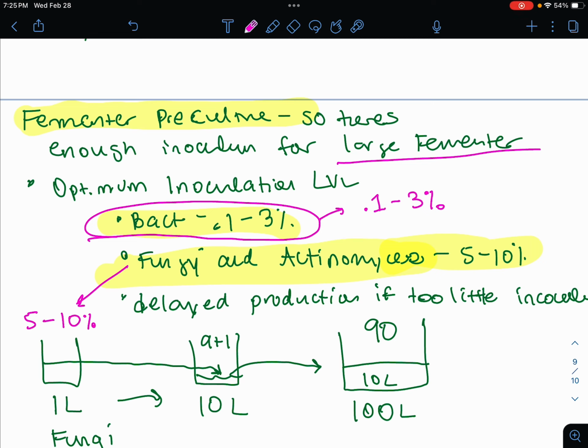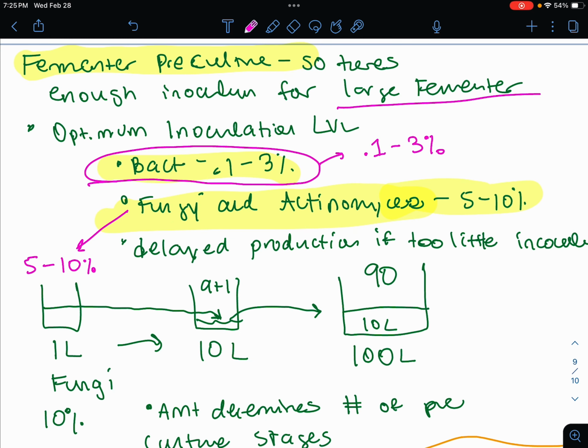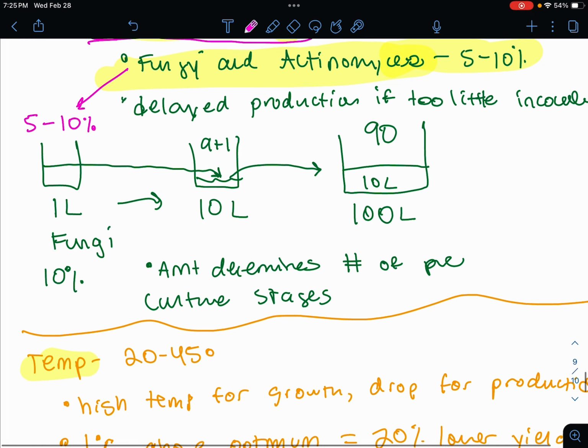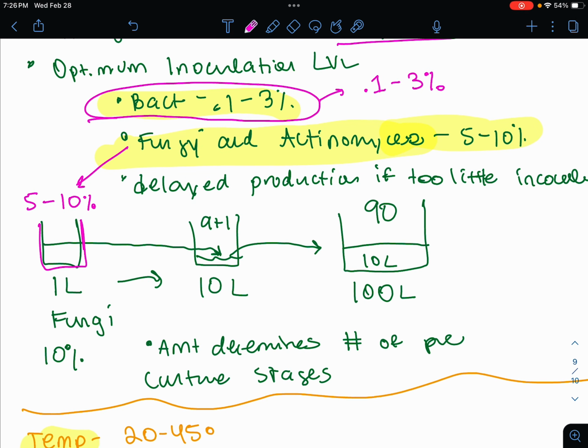Okay, so with that in mind, the amount of inoculum required determines the number of pre-culture stages. There'll be a delay in production if there's too little inoculum, so you need to follow this: 0.1 to 3% for bacteria, and for fungi and actinomycetes, you need 5 to 10%. Let's say we have 1 liter of fungi at 10% inoculum as the optimum. How do we scale up to get that 10%? We take all of that 1 liter of broth and move it to a 10 liter vessel, since 10% of 10 liters is 1 liter. The other 9 liters will be fresh broth.